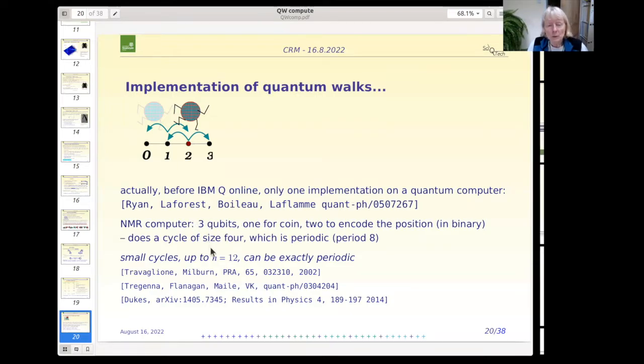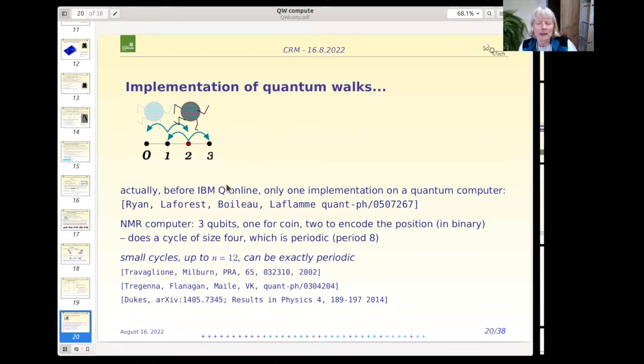And if you do a quantum walk on a cycle of size 4, it turns out to be periodic with a period of 8 time steps. Quite a lot of small cycles can be exactly periodic. That will be a diversion, but there's quite a few more papers looking at periodicity, perfect state transfer. They're all closely related concepts on finite graphs.